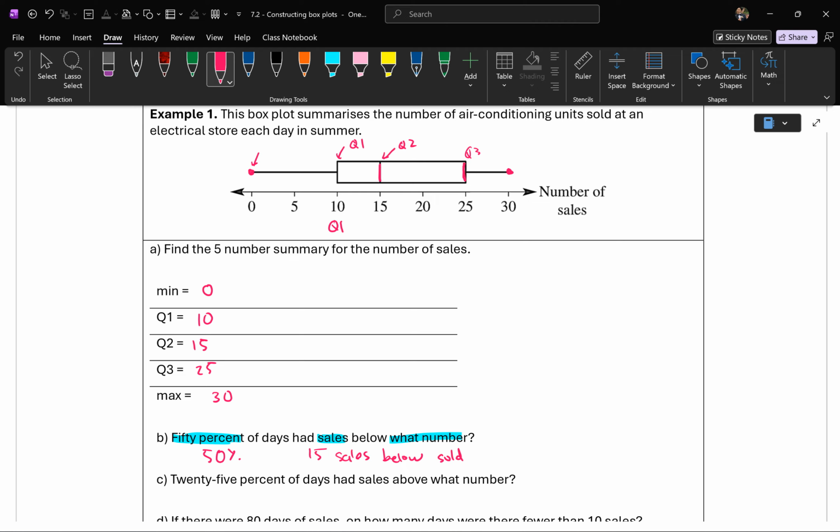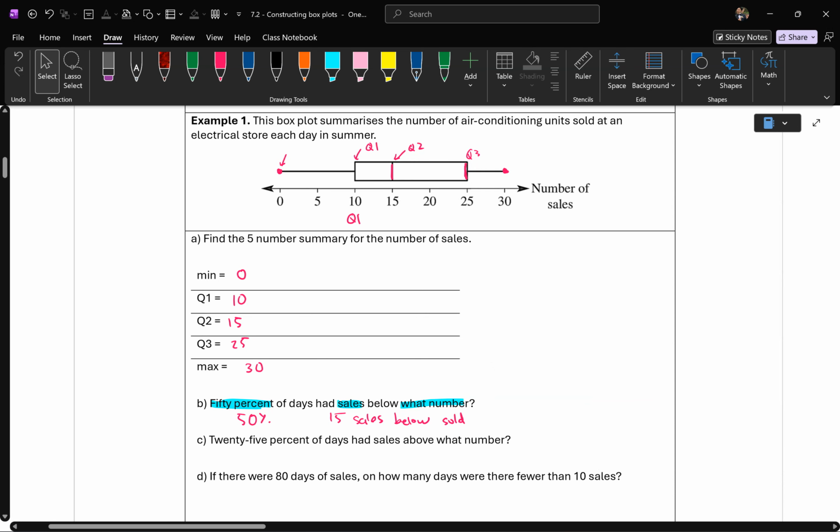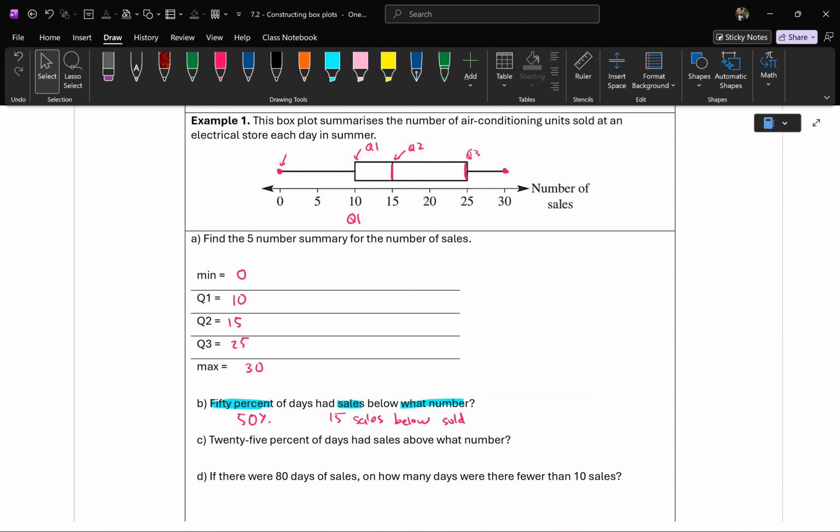Okay, so I had sales below what number? 15. Okay, so lower than 50% of it is less than 15 sales in that day. Next one, 25% of days had sales above what number? That one we already know. We kind of talked about it just then. Which one is this one? Let's go with Callum.